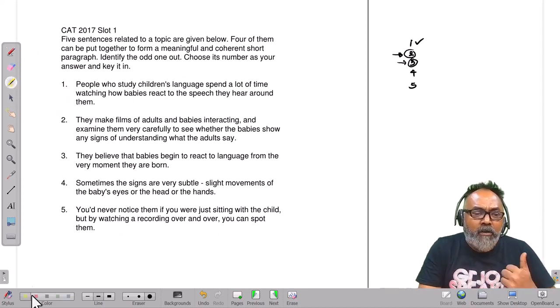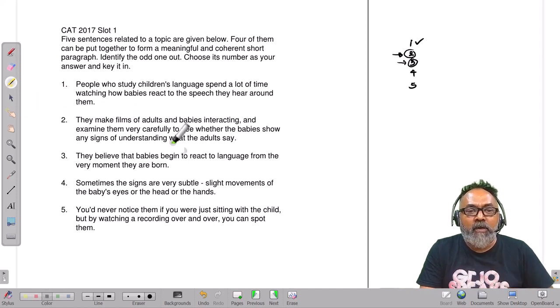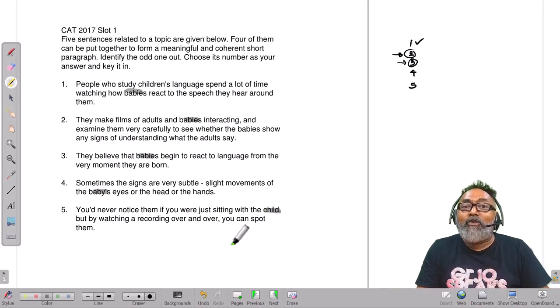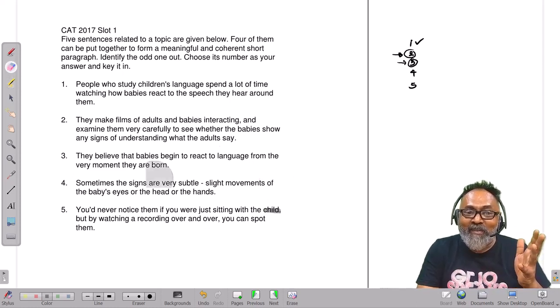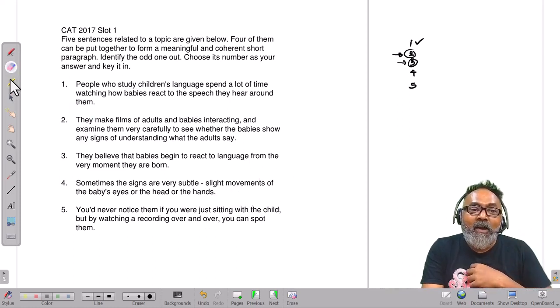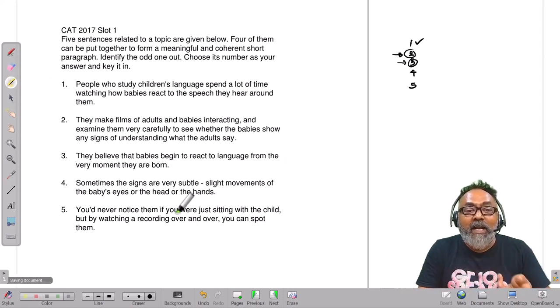So if you look at one word that is echoing, you see babies, you see baby, you see child, which is a baby. Everywhere there's a baby. So that's okay. Don't fall for this one. But there are other echoes which are very clean.